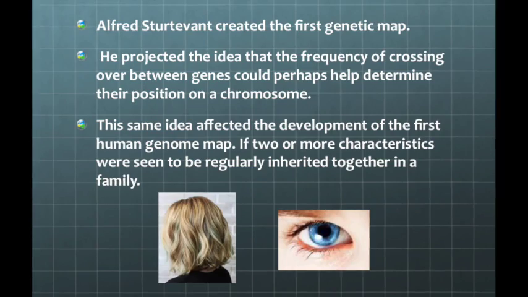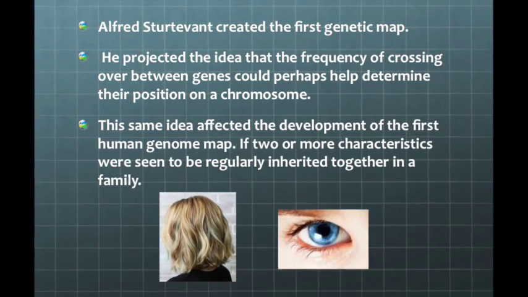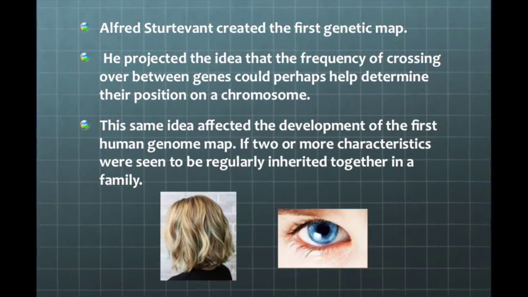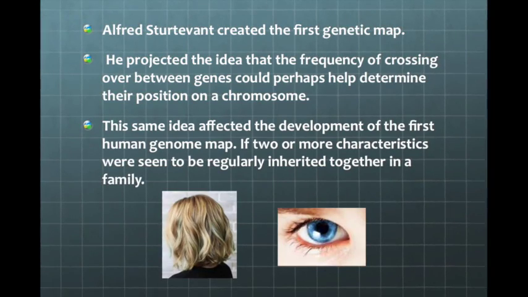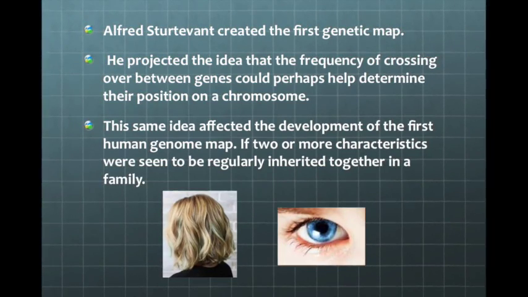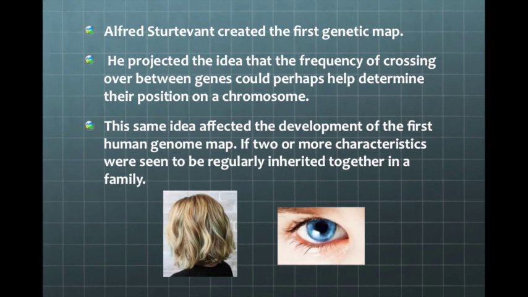This same idea affected the development of the first human genome map. If two or more characteristics were seen to be regularly inherited together in a family, an example of this would be blonde hair and blue eyes, it is implied that the genes for the two characteristics were near each other on a chromosome.